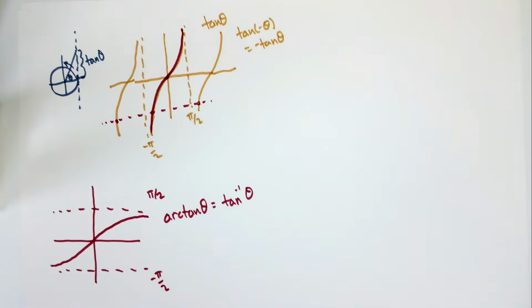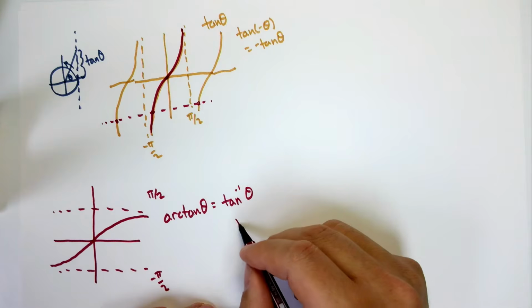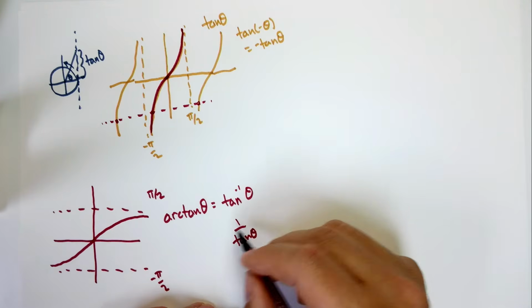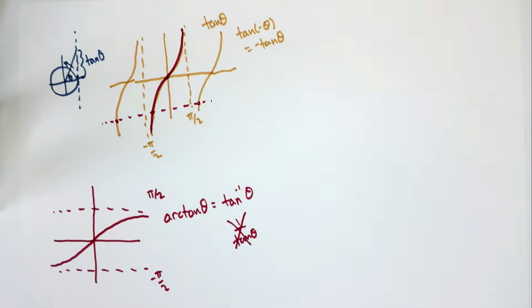That's a convention. It's not a great convention because some people are tempted to say that tan to the minus 1 theta is 1 over tan theta, which is not correct. So be really careful with your conventions.